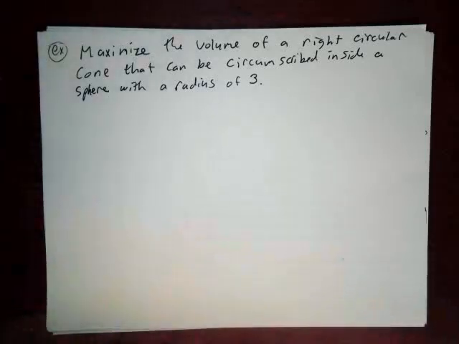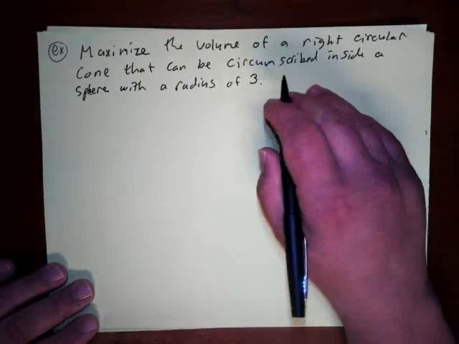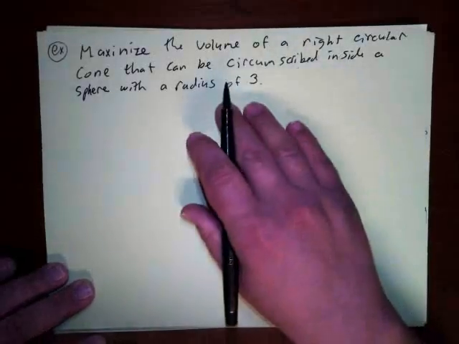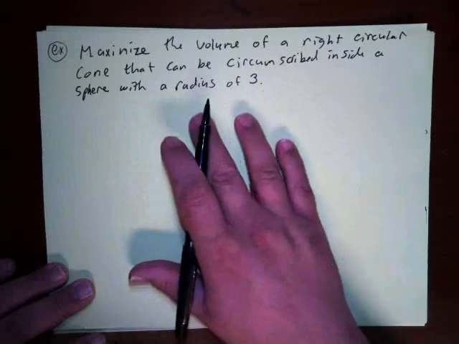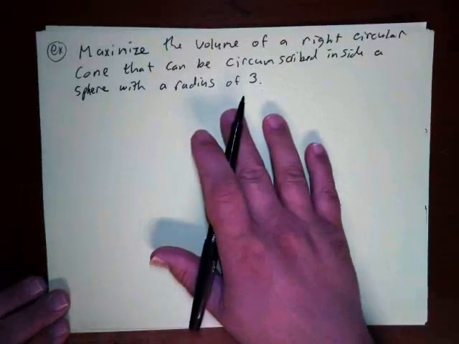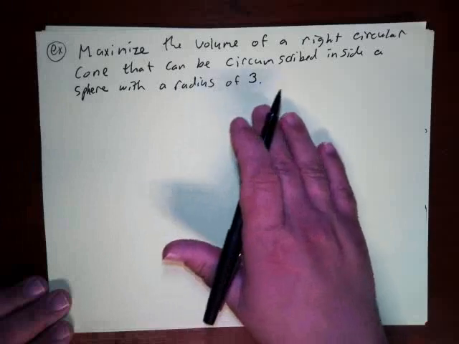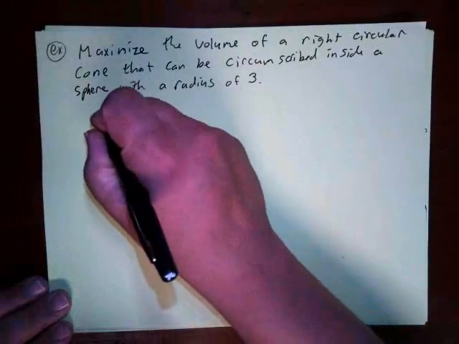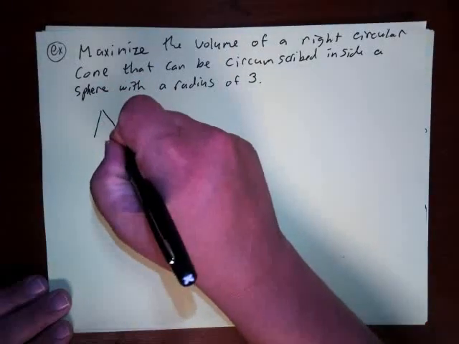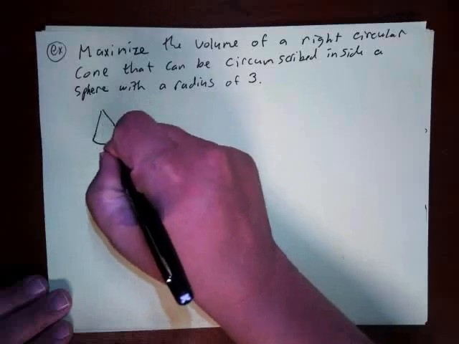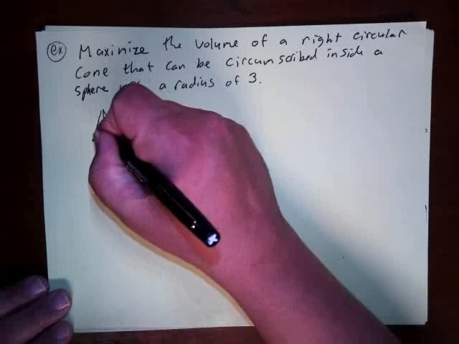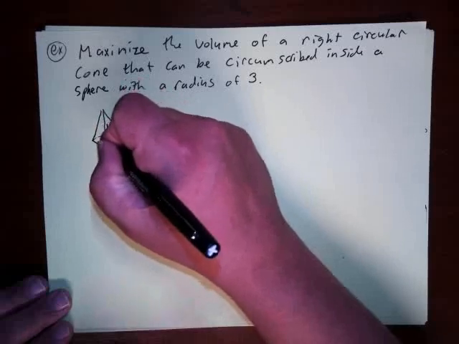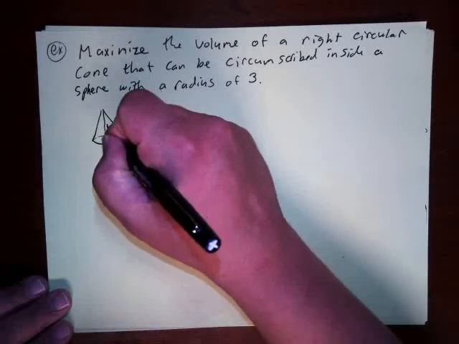In this example, we're going to maximize the volume of a right circular cone that is circumscribed inside of a sphere with a radius of 3. First, let me remind you that a right circular cone has a circular base and a certain height. This would be the height, and this would be the radius of the cone.